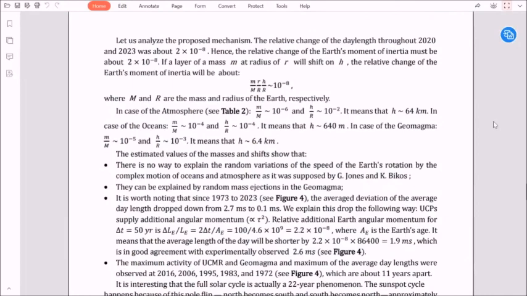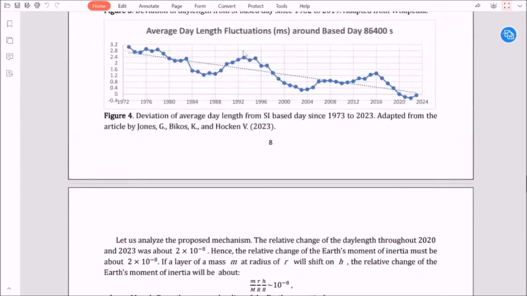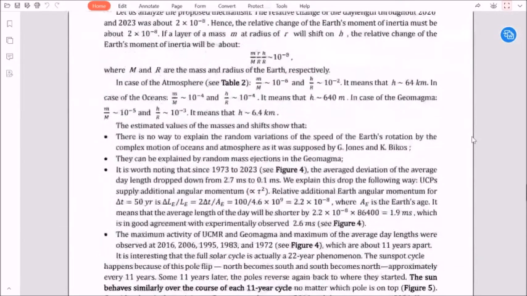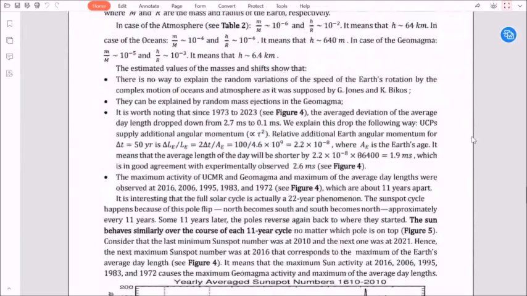It is worth noting that from 1973 to 2023, the average deviation of the average day length dropped from 2.7 milliseconds to 1.1 milliseconds. Take a look, 2.7, 0.1 milliseconds. We explain this drop the following way.